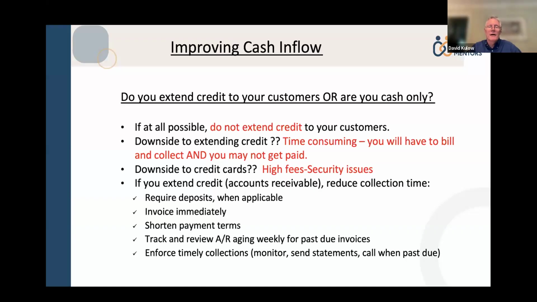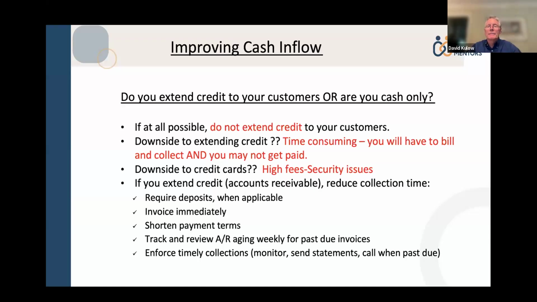Also, if you take credit cards, there's an extra 2, 3% that you're paying out on the credit cards. So if you extend credit, in other words, you're going to have accounts receivable, try to reduce the collection time. If you can, get deposits.